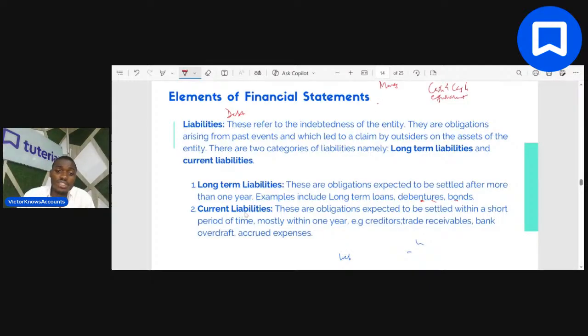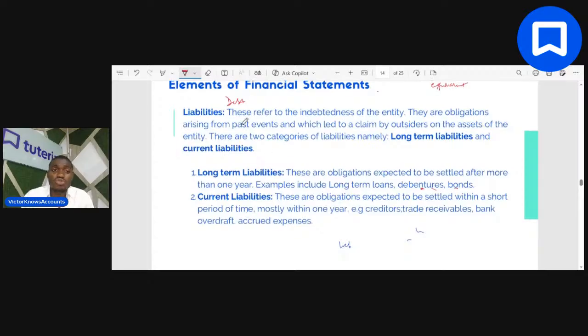Then we have current liabilities. Now, these are obligations that are expected to be settled within a short period of time. For example, I owe you money and I'm telling you that you must pay in 3 months. That's a current liability, a short-term liability. For example, a short-term loan, creditors or trade payables, sorry, not trade receivables, it is trade payables. So it's the same thing as creditors or trade payables. That is the people that we bought goods from. These are our suppliers, like Mr. Ade, Mr. Olu, that you bought goods from on credit. That's your creditor.